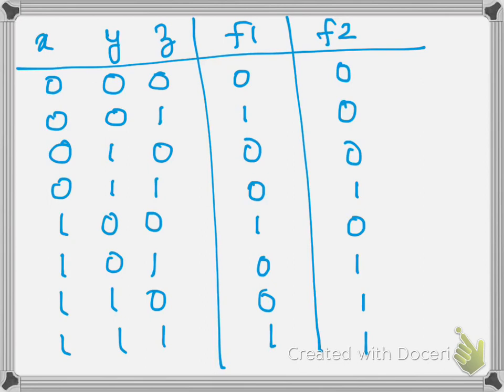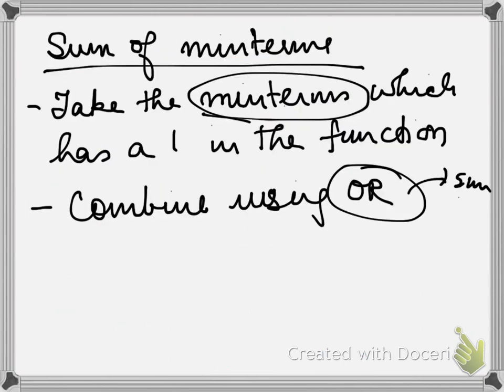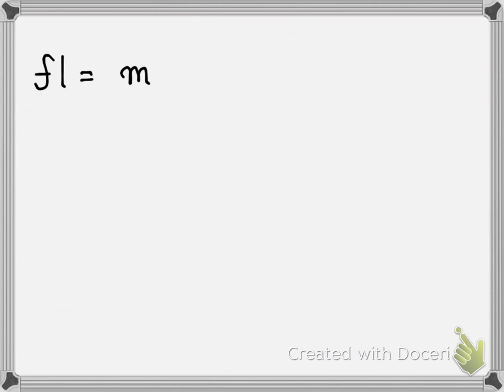In function f1, we are going to consider this has a 1, this has a 1, and this has a 1. So we are going to take those mean terms. If I write this as M0, M1, M2, M3, M4, M5, M6, and M7, I can write function f1 as M1 plus M4 plus M7. So this is f1 as the sum of mean terms.